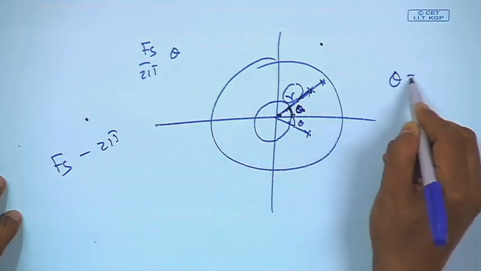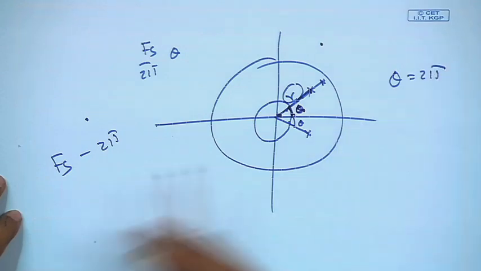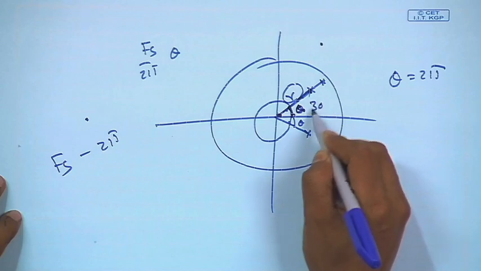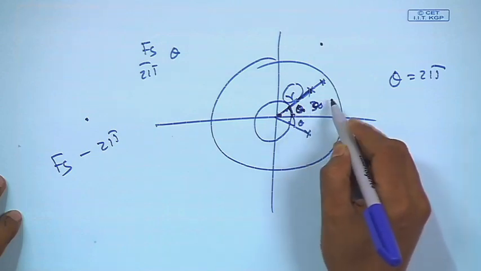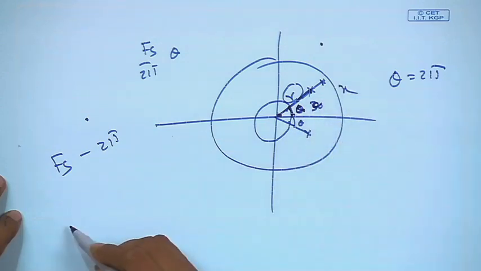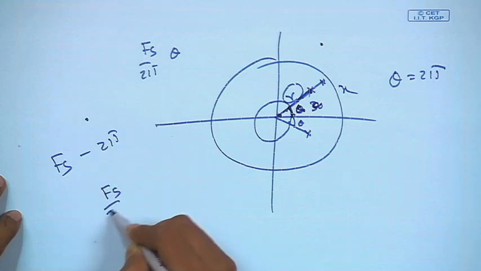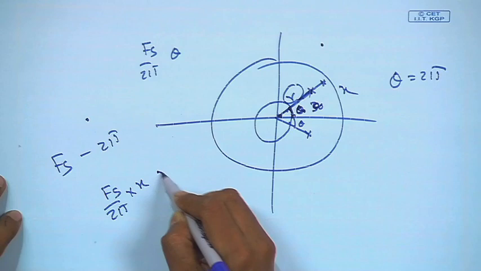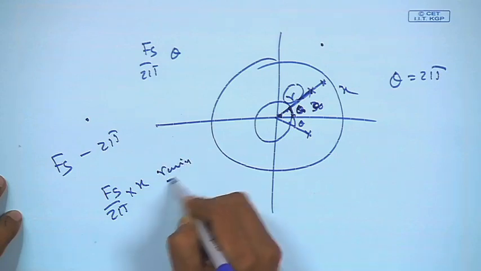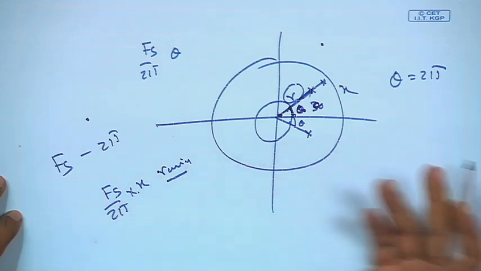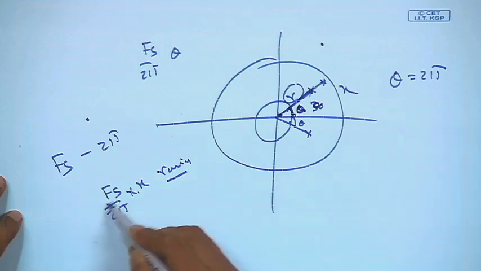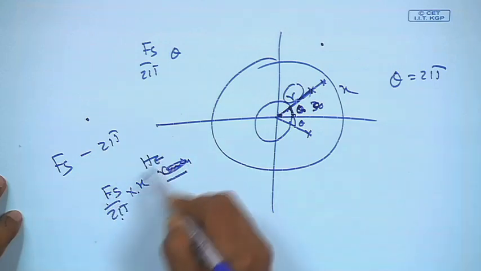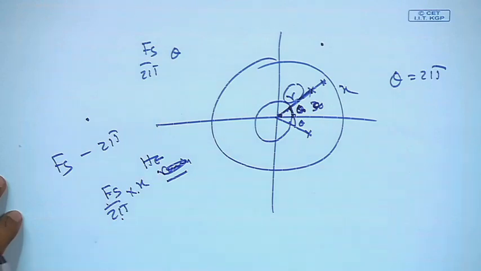Theta maximum value is 2 pi, which is equal to Fs. So, if theta is, let us say, 30 degrees, or in radians, say x radian, then I can say Fs by 2 pi into x is the frequency. If it is in hertz, then I can convert, as Fs is in hertz. So, I can say Fs by 2 pi into x hertz is my formant frequency.